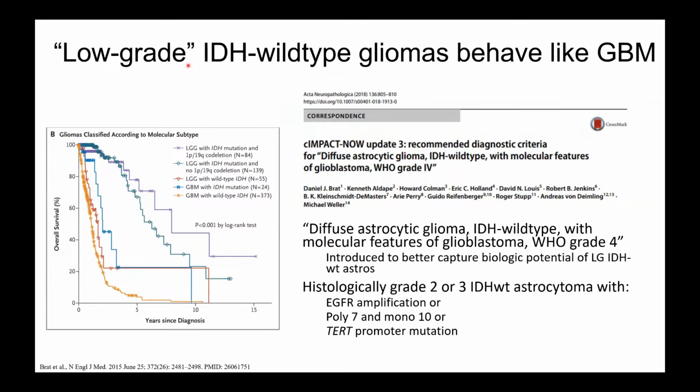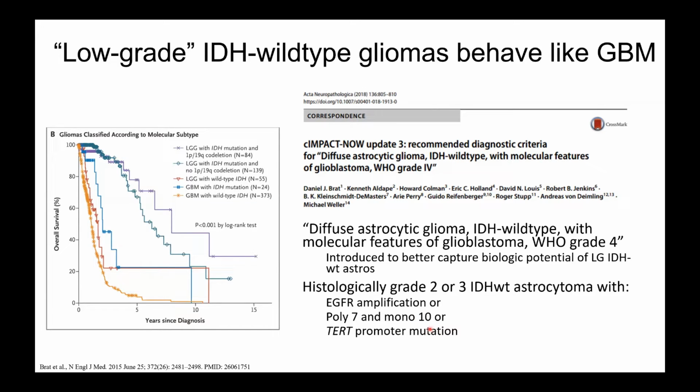Revisiting these quote-unquote low-grade IDH wild-type gliomas, as I mentioned earlier, these are the tumors in this red survival curve that overlap almost exactly with proper IDH wild-type glioblastomas. The cIMPACT-NOW interim WHO working group issued guidelines that if these tumors show either grade 2 or grade 3 histology, but are IDH wild type, so no mutations in IDH1 or 2, and also show one of the following features, so EGFR amplification, gain of 7 and monosomy of chromosome 10, and/or TERT promoter mutation, they can effectively just be labeled as glioblastoma grade 4.